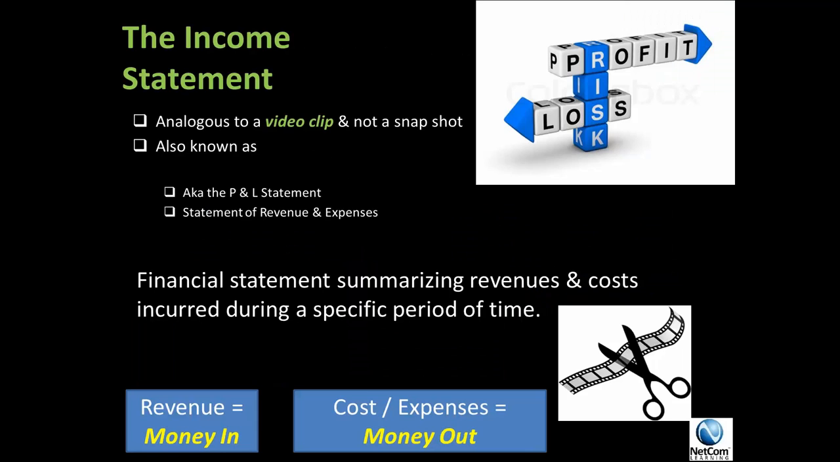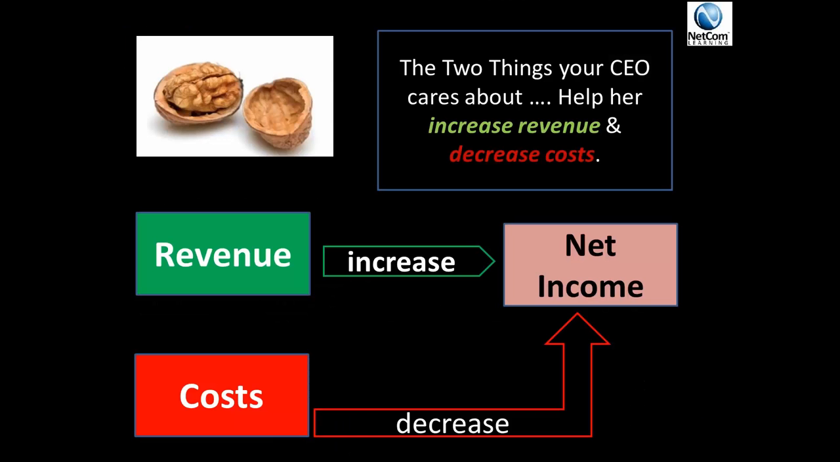Now again, the income statement is analogous to a video clip, not a snapshot. And it is also known as the P&L statement, profit and loss statement, or the statement of revenue and expenses. So the financial statement really summarizes the revenues and costs incurred during a specific time. Now, revenue refers to all the money coming into the company that the customers pay, against all of the money leaving the company, money out in the expenses that the company incurred trying to generate that revenue. Now, in a nutshell, again, your CEO cares about two things: increasing revenue, decreasing cost.